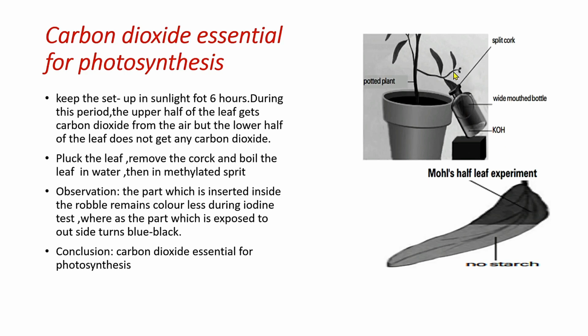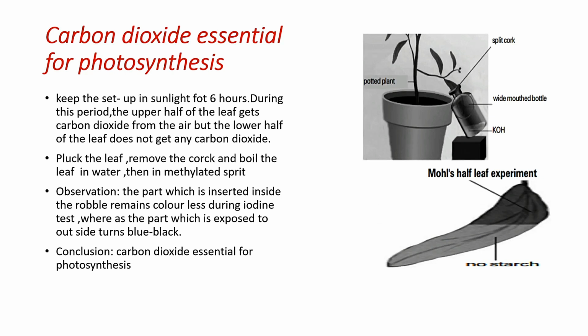Okay, now we have to pluck the leaf from the plant after 6 hours in the sunlight. Then we have to do the starch test. When you did the starch test, the result is what we observe here. We observe that the leaf which is exposed to outside is able to prepare the food because it gets carbon dioxide, and the leaf inserted inside the glass bottle is unable to prepare its food because it is unable to prepare the starch.